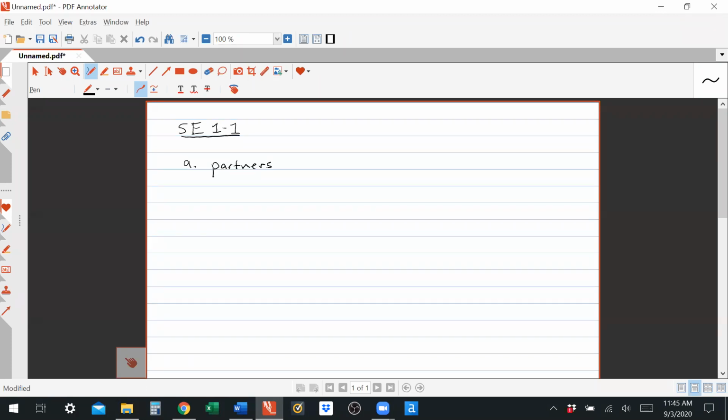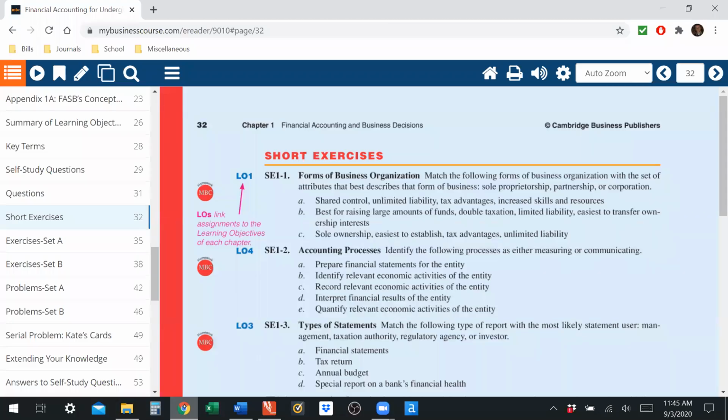I guess what I could do is, when I get done putting the answers here on this PDF, I'll save this as a PDF and upload it to Blackboard. That way you guys have the answers, at least the ones we've done in class. Right, that's a partnership.